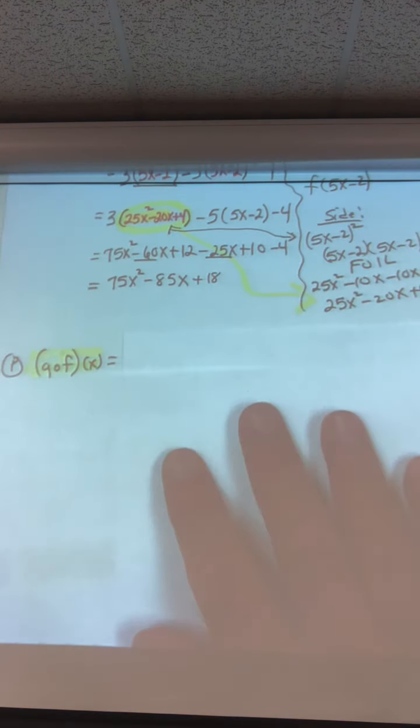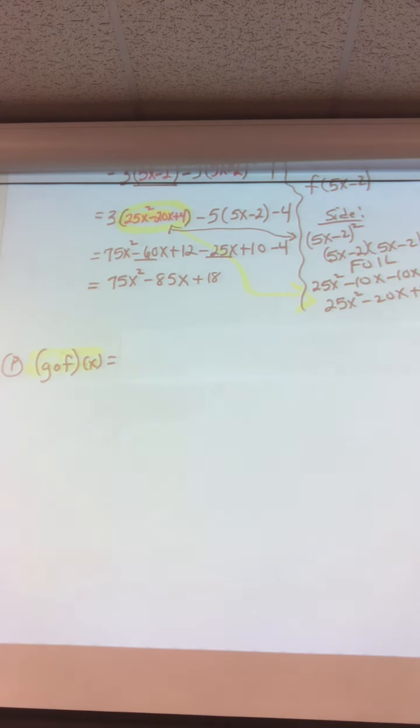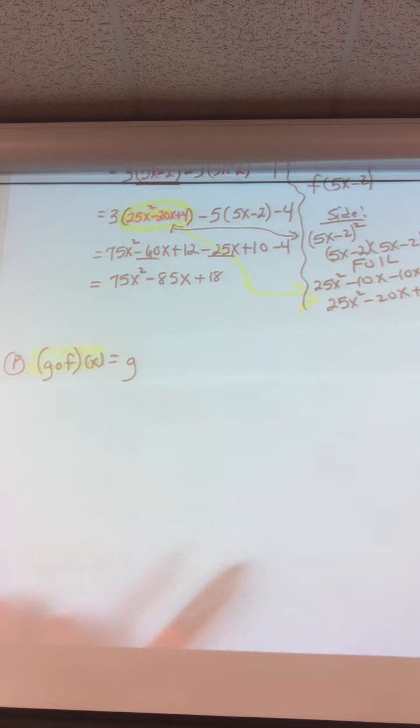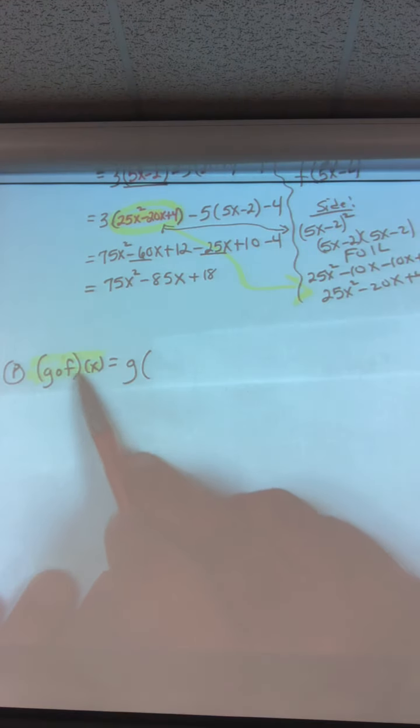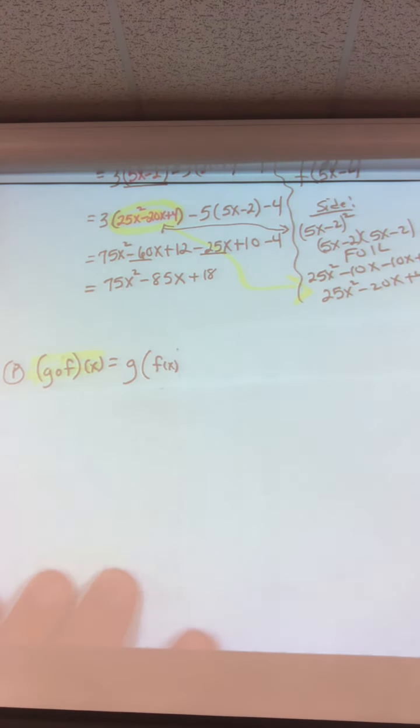All right, let's do that. So this is the next example. All right, so what letter's first? G. So that's the letter I'll put first. Then I'll put a big parentheses. Then what two letters are left? F of X. That goes next, then close the big parentheses. Next step, bring the first letter down and the parentheses down.